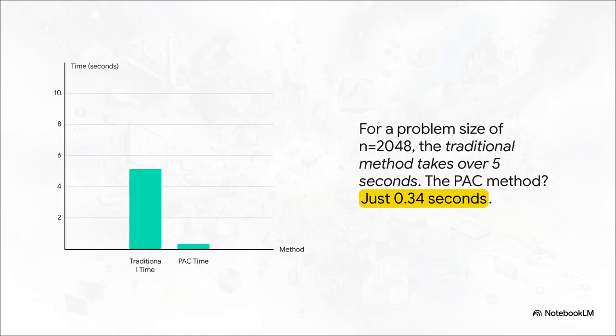And if you're a visual person, this chart says it all. Look at the difference. At a problem size of 2048, the old way takes over 5 seconds. With PAC, it's done in about 1/3 of a second. It's not even a fair fight. You can literally see the bottleneck right there, next to this open road.